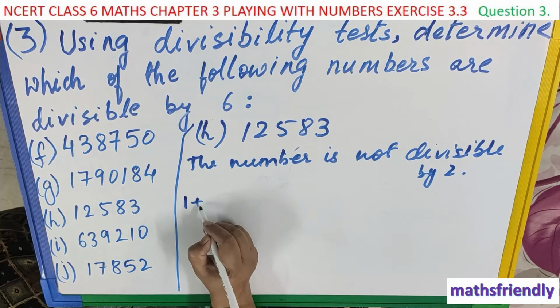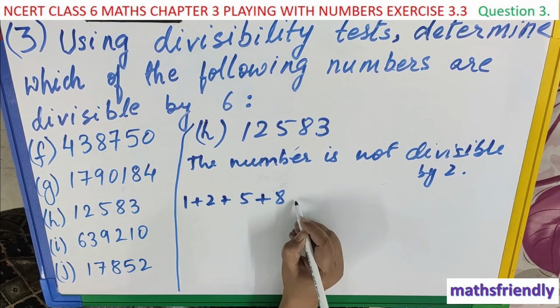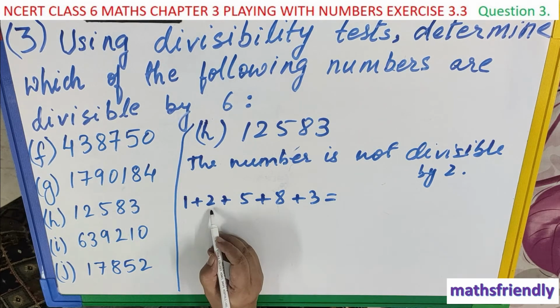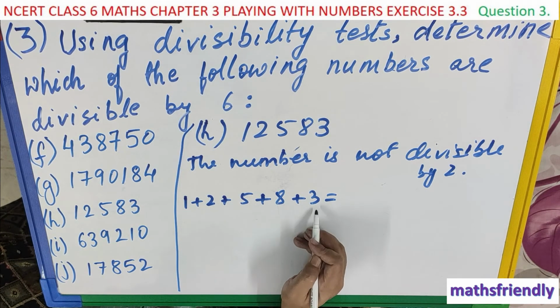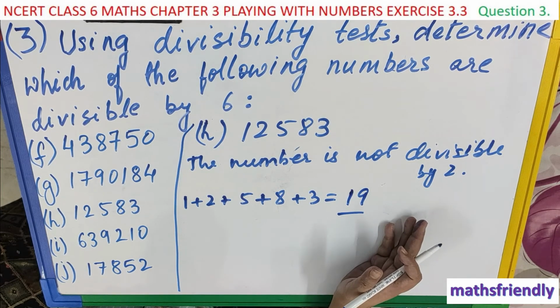For that we have to add the digits of this number: 1, 2, 5, 8 and 3. We have to add all these digits and then find the sum. 1 plus 2 is 3, 3 plus 5 is 8, 8 plus 8 is 16, 16 plus 3 is 19, and 19 is also not divisible by 3.